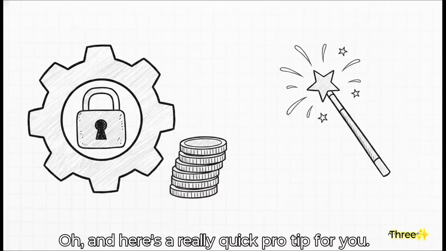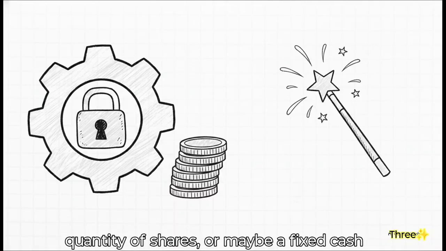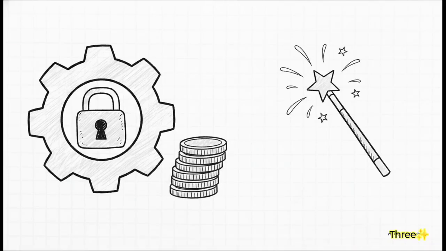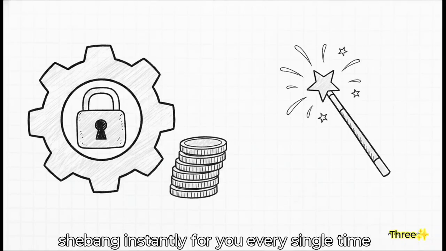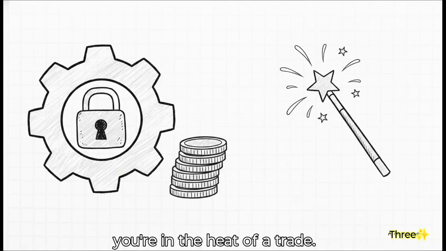Oh, and here's a really quick pro tip for you. If you're someone who always trades a fixed quantity of shares or maybe a fixed cash amount, you can actually just enter those right into the tool's settings. Once you do that, it auto-calculates the whole shebang instantly for you every single time you pull it up on a chart. It saves you so many precious seconds when you're in the heat of a trade.